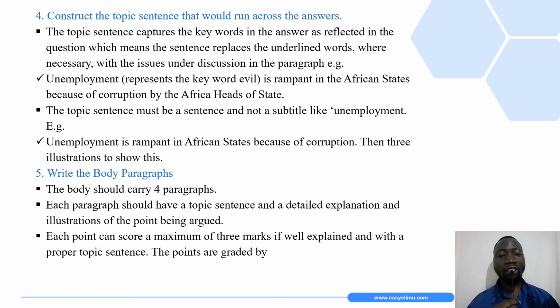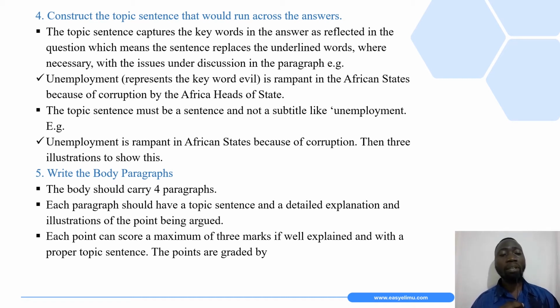So remember previously in our question we were able to underline the keywords or the main features of the question. So unemployment, for example, represents the keyword evil. And that is how it is done. So this sentence, the topic sentence, will run across the essay with 4 different issues that represent evil under discussion being highlighted. So it means that your essay will have 4 body paragraphs.